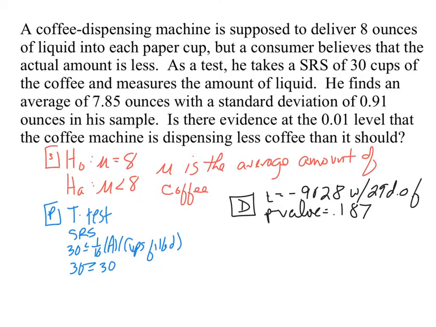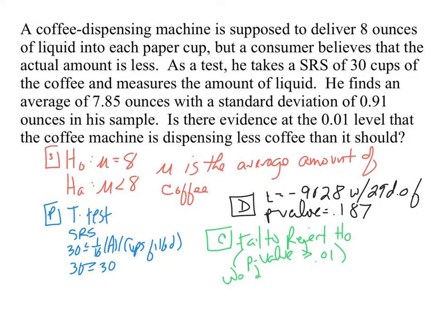Now let's conclude. All right, we would fail to reject the null. Again, it's because our p-value is greater than 0.01. So what that means is we do not have enough evidence to say that the machine is not working as advertised. Sorry that my writing is getting so sloppy.